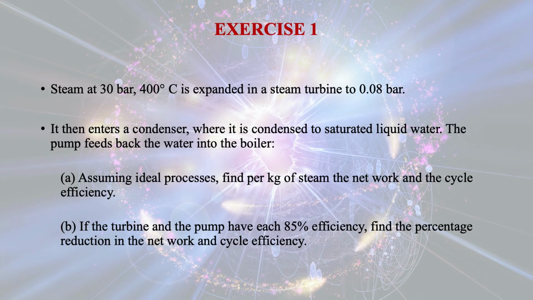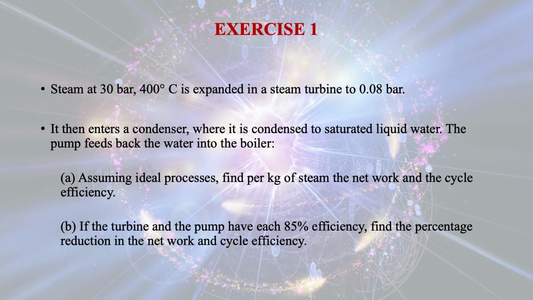Steam at 30 bar 400 degrees centigrade is expanded in a steam turbine to 0.08 bar. It then enters a condenser where it is condensed to saturated liquid water. The pump feeds back the water into the boiler. A. Assuming ideal processes, find per kg of steam the net work and the cycle efficiency.